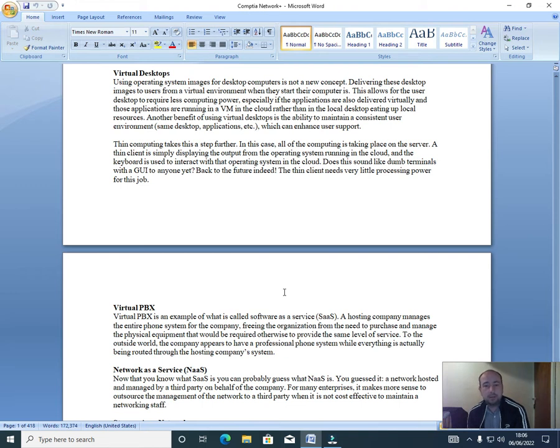A benefit of using virtual desktops is the ability to maintain a consistent user environment, with the same desktop and applications, which can enhance user support.